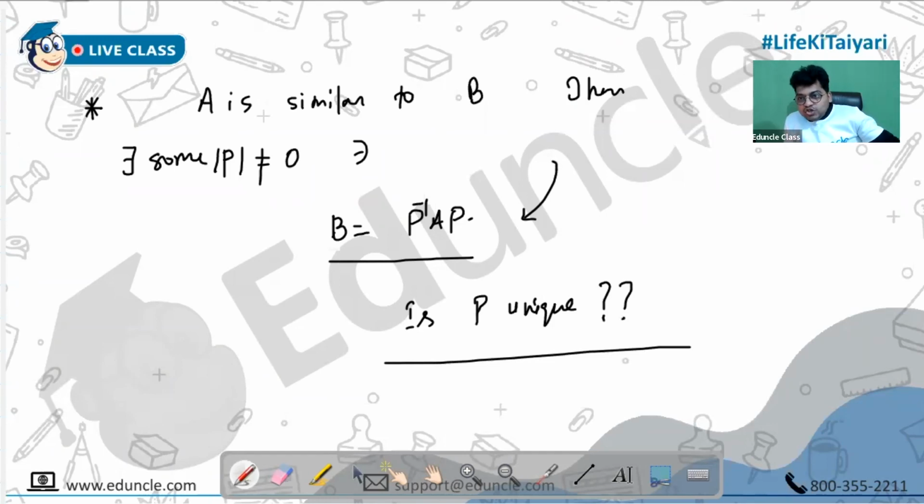In case of diagonalization, the matrix is unique. I am not talking about diagonalization. In case of similar matrix, is it unique? Yes. Answer is no. This is not a unique matrix. You can have infinitely many matrices. This is not unique. Tell me why, P matrix is not unique.